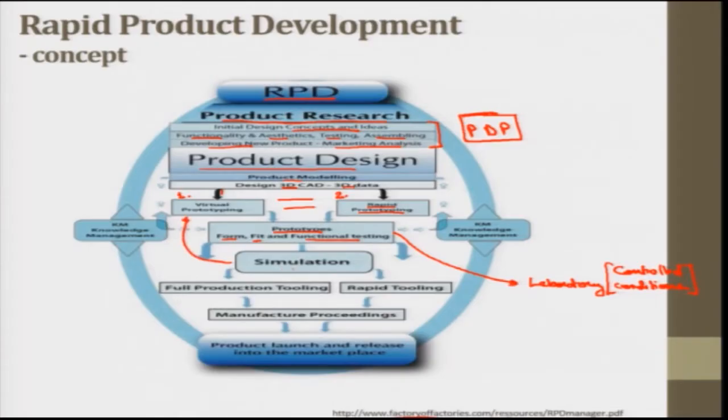Here we have simulation, and after simulation, full production tooling and rapid tooling are done. Full production tooling is for mass production, for large scale production. Then manufacturing proceeds to final manufacturing, then product launch and release into the marketplace. So this is the final step.